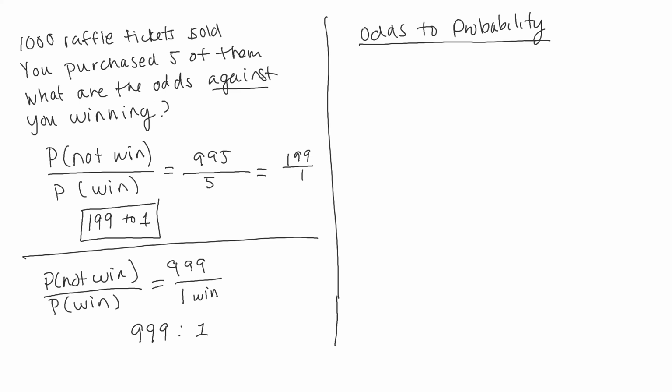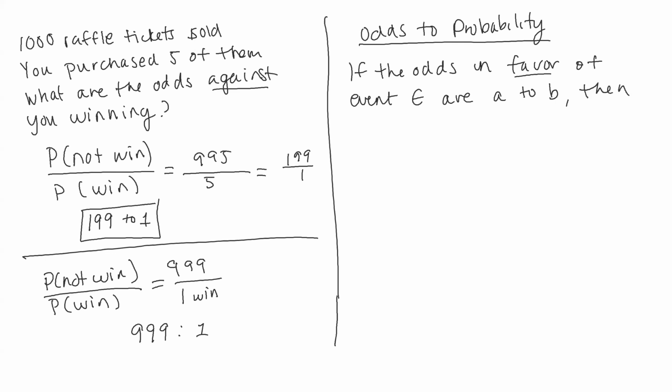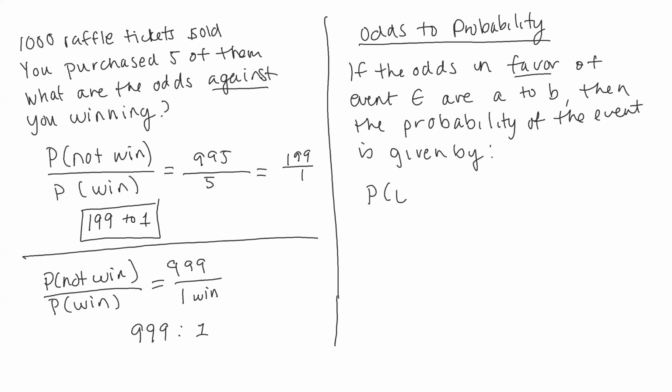Okay. So let's go odds to probability. So assume you're given odds, but you need to find the probability. So if the odds in favor, make note we're talking in favor of event E, are A to B, then the probability of the event is given by A over A plus B.